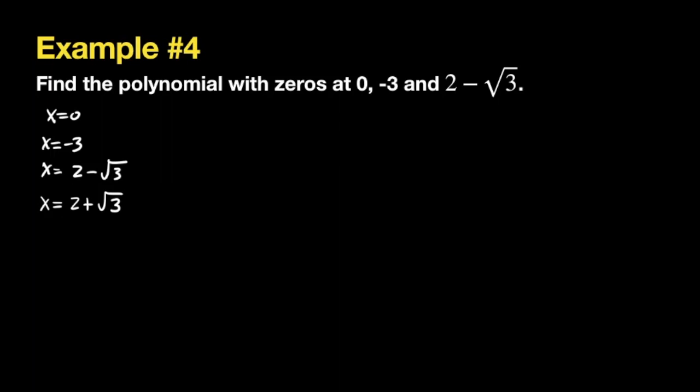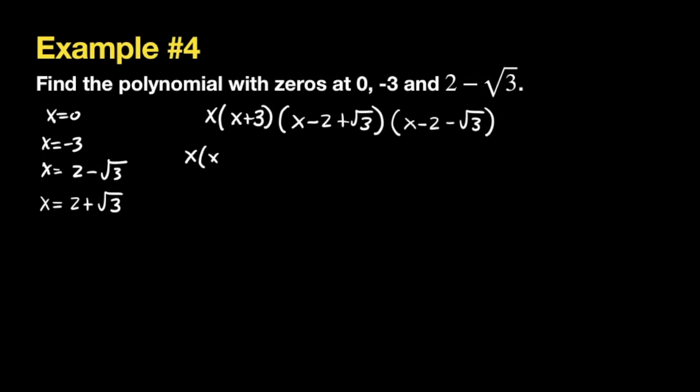So in this one, we're going to have the first factor just x because we know that that's equal to 0. The second factor is x plus 3 because we're changing signs. The next factor is x minus 2 plus the square root of 3. And the fourth factor is x minus 2 minus the square root of 3. Once again, we're only going to focus on the ones with the root 3 to make it easier. So we're going to do x plus 3 later.